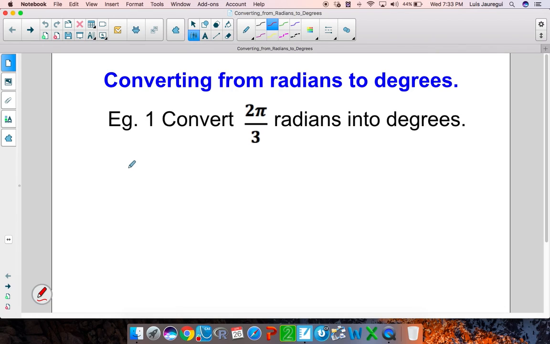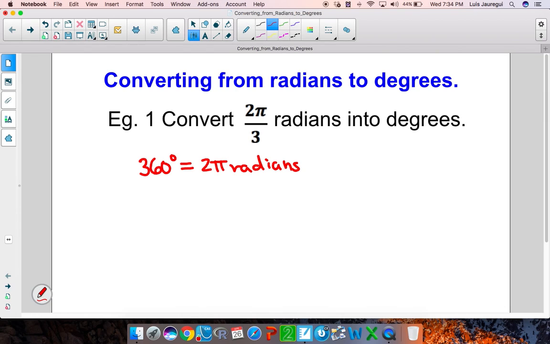When you're solving this type of problem, it's extremely important that we know the following relationship. 360 degrees is equivalent to 2 pi radians. Notice we're going to use that in this particular example.